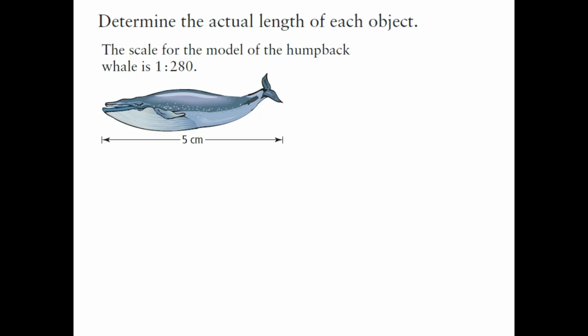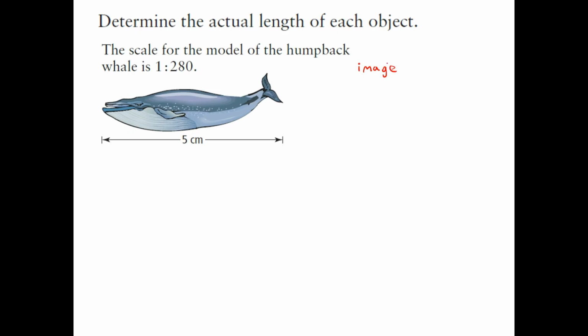Hi class, in this video I'm going to be talking about how to determine the actual length of an object using either scale factor or proportions and ratios. So for this example, it says the scale for the model of a humpback whale is 1 to 280, and here it shows 5 centimeters is the length of the whale. So the first thing you want to note is which is the image and which is the actual.